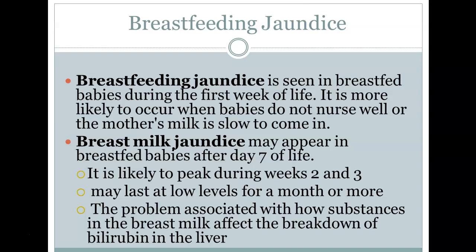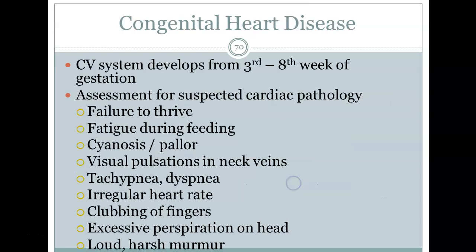Breast milk jaundice can appear in breastfed babies after about the 7th day of life, and it's likely to peak during weeks 2 and 3. This can last as low levels for a month or more. The problem is associated with how substances in the breast milk affect the breakdown of the bilirubin by the liver. It's not as common.